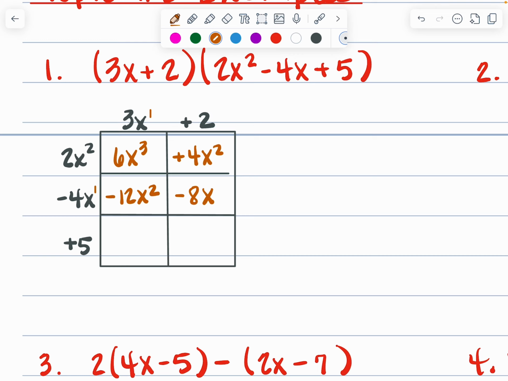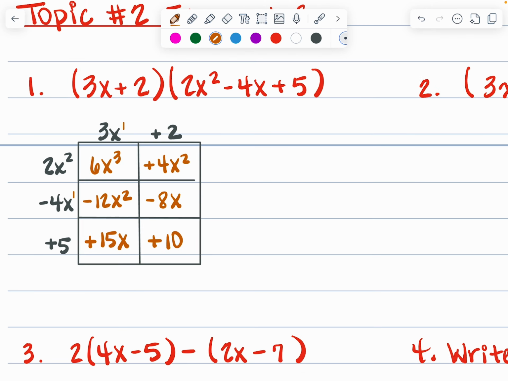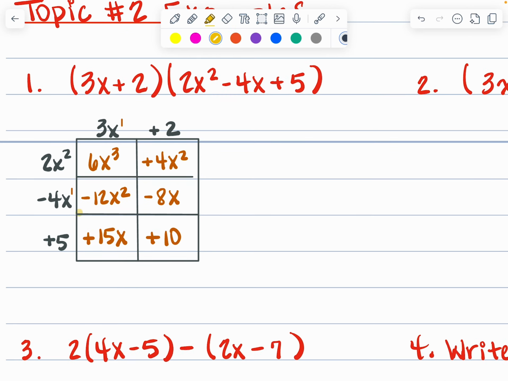Then in the bottom left box, we're going to be multiplying the positive 5 times the positive 3x, which is going to give us positive 15x. And then in the bottom right-hand corner, we've got the positive 2 times the positive 5, which is positive 10. Please notice that I have signs in all those boxes, well, except for the first one, which I totally could have. And now the great thing about this method, remember, is that most of the time, not 100% of the time, but most of the time, your like terms are going to lie on the diagonal if you've done it all correctly. So notice these are my x squareds, these are my x's, and then there's only one x cubed and one constant, right?